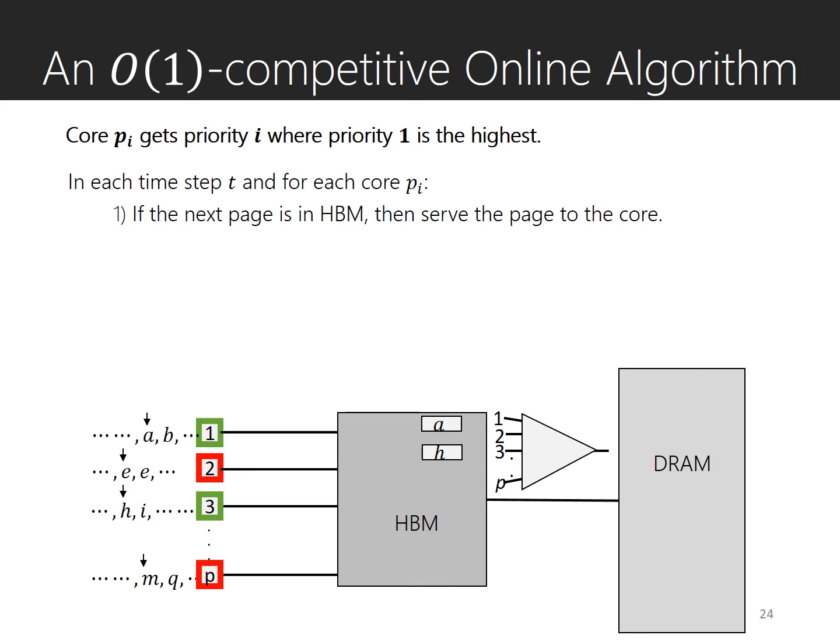Okay, so in each time step t and for each core p_i, we do the following. If the next page of that particular core is in the HBM, we serve that page to the core in that time step. In this example, core 1's next page to be served is A, and that page is in the HBM. And core 3's next page is H, and that page is also in the HBM. However, core 2's and core p's next pages, namely E and M, are not in the HBM. So by the next time step, core 1's and core 3's next pages are being served.